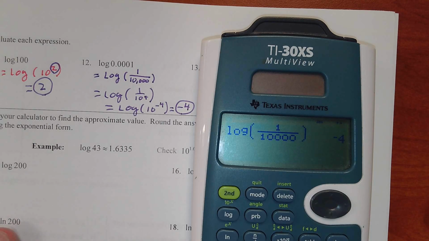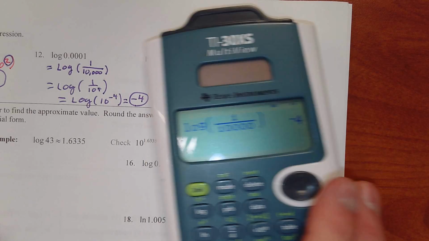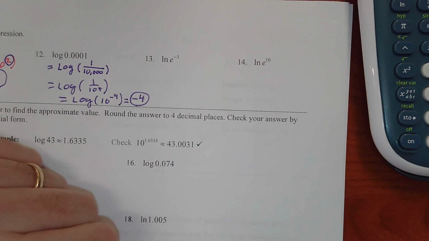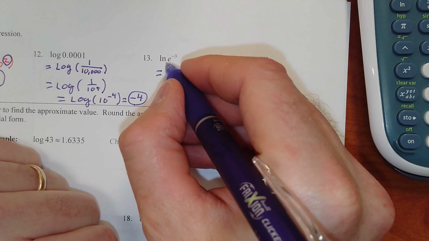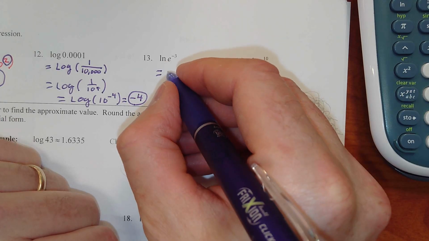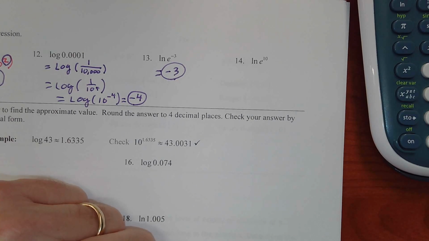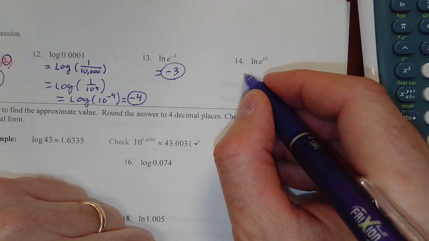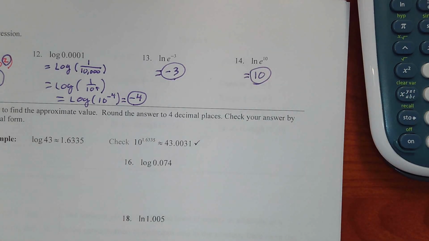Notice we get a negative 4. Again, here I'm doing a function with its inverse. Natural log of e to negative 3 should just give me negative 3, and natural log of e to the 10 just gives me 10. You can then verify it on your calculator.